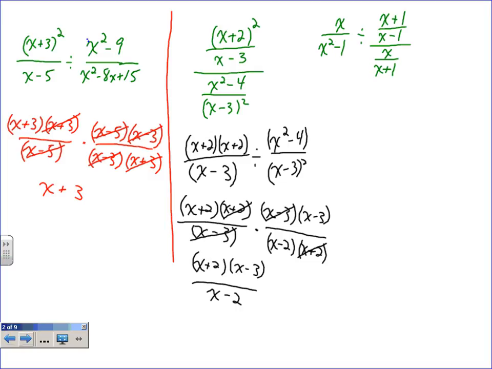Again, in the back of the book, they're going to multiply out that numerator. It's going to be x squared minus x minus 6 over x minus 2. That's the answer they will give you in your book. You can leave it in factored form if you like.